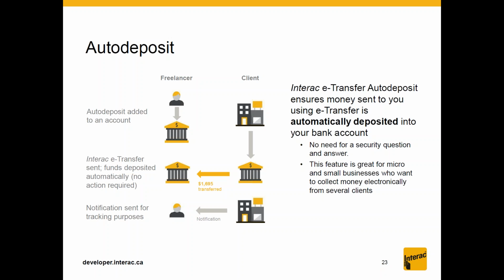Let's say an insurance broker receives policy payments from clients. Auto deposit allows that broker to register the broker's email address to an account. When clients send any e-transfer to that email address, the money is automatically deposited into the broker's specified bank account without requiring any action from the broker. The broker still receives notifications by email or SMS for information and tracking purposes. Not only does this save time for the broker, but clients no longer have to specify the security question and answer for such transfers.